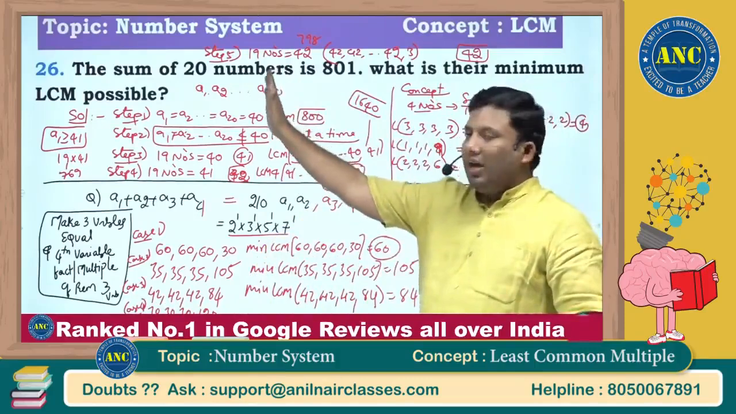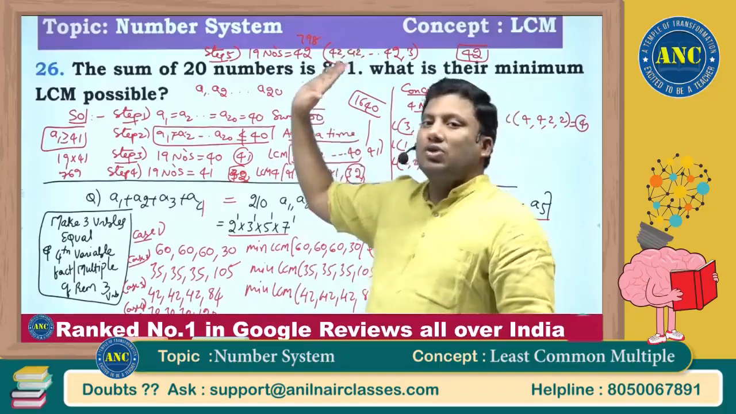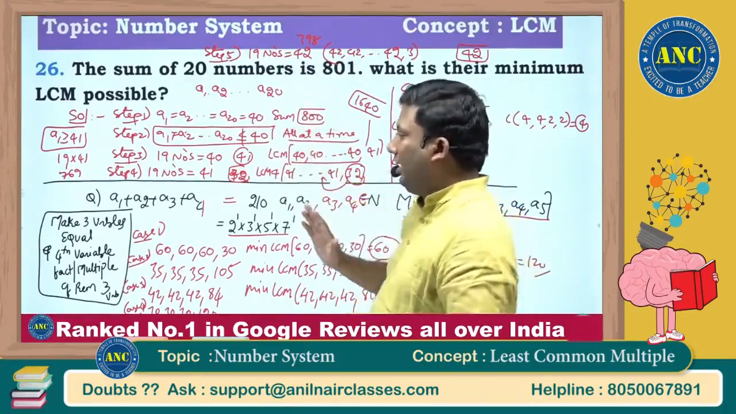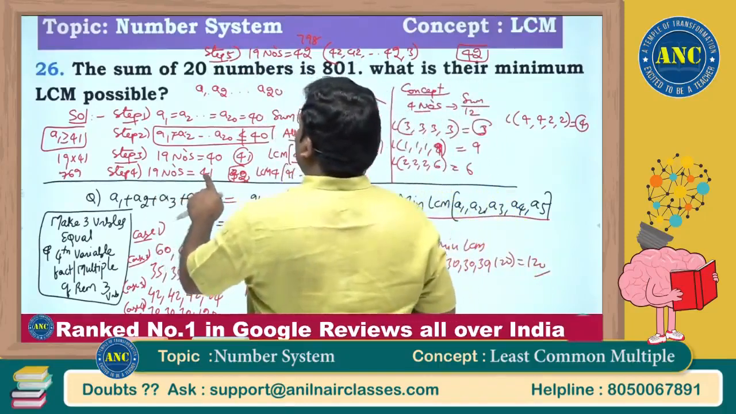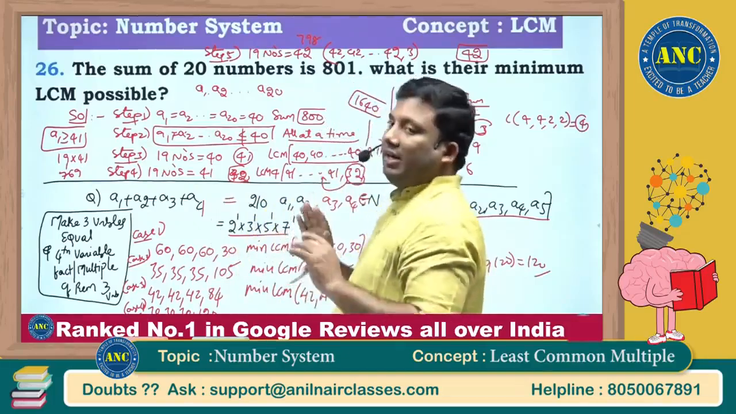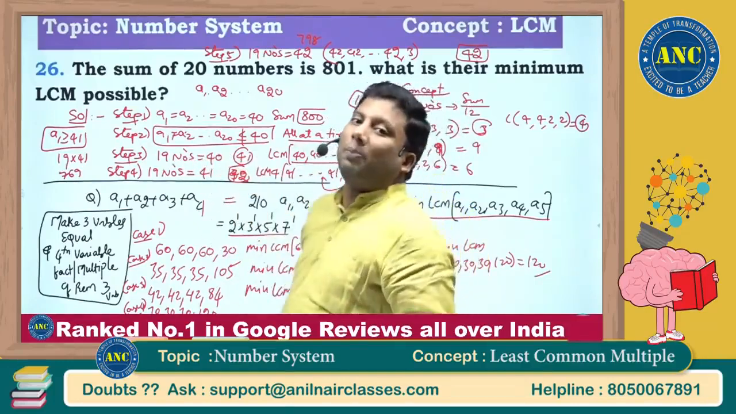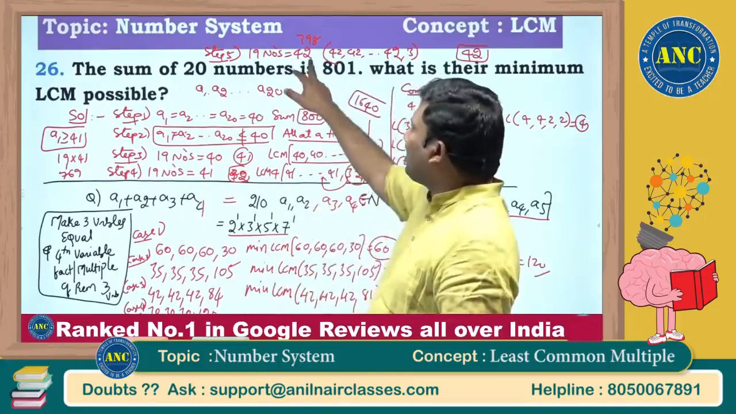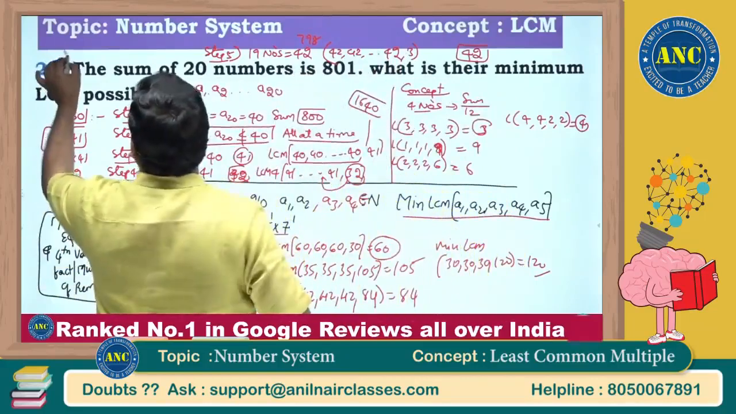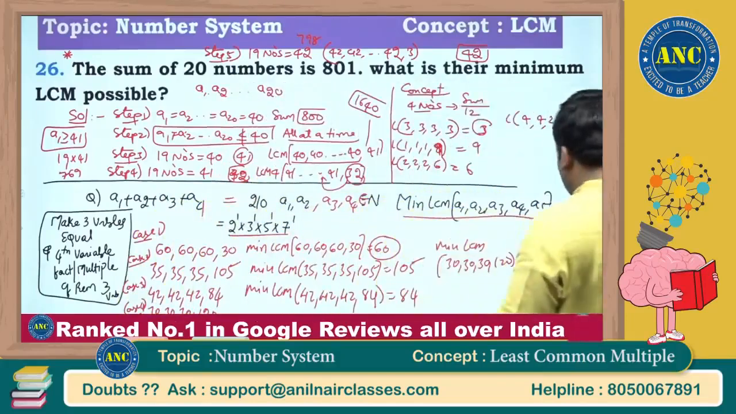Idea is clear. Why can all 20 numbers not be 40? 20 into 40 is 800. So all 20 numbers cannot be 40. One number has to be greater than or equivalent to 41. So 19 numbers are 40, next is 41. 40 and 41 are co-primes, consecutive numbers. So 19 numbers have to be 42, last number is 3. 26th question, please put a star mark on this question. Very, very good question it is.